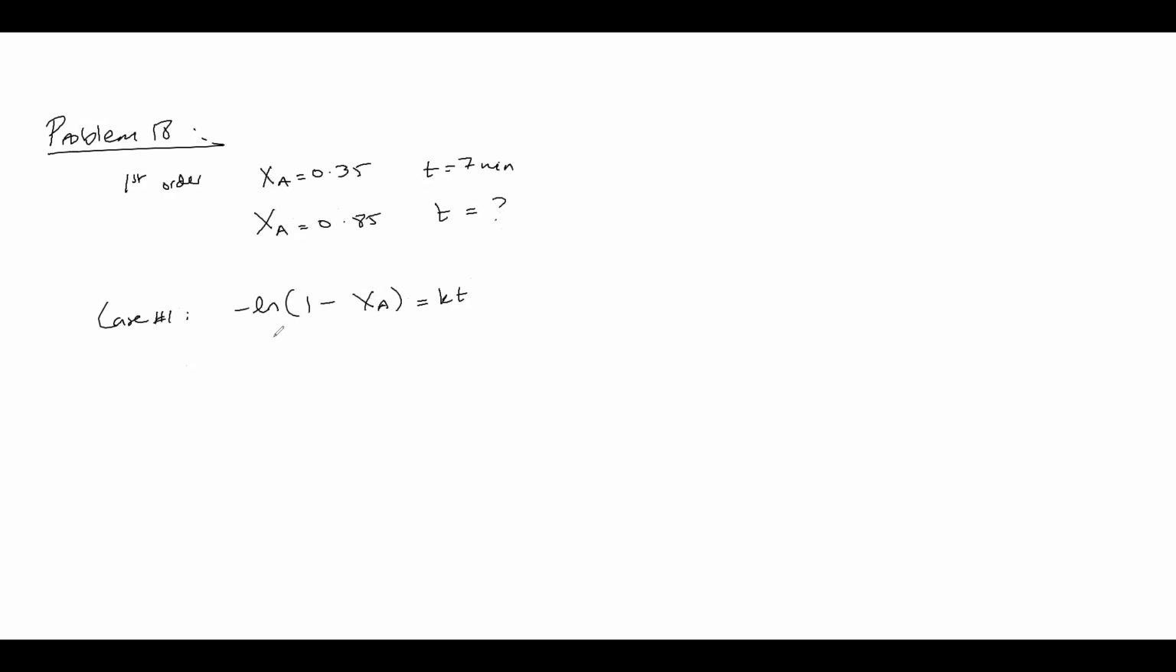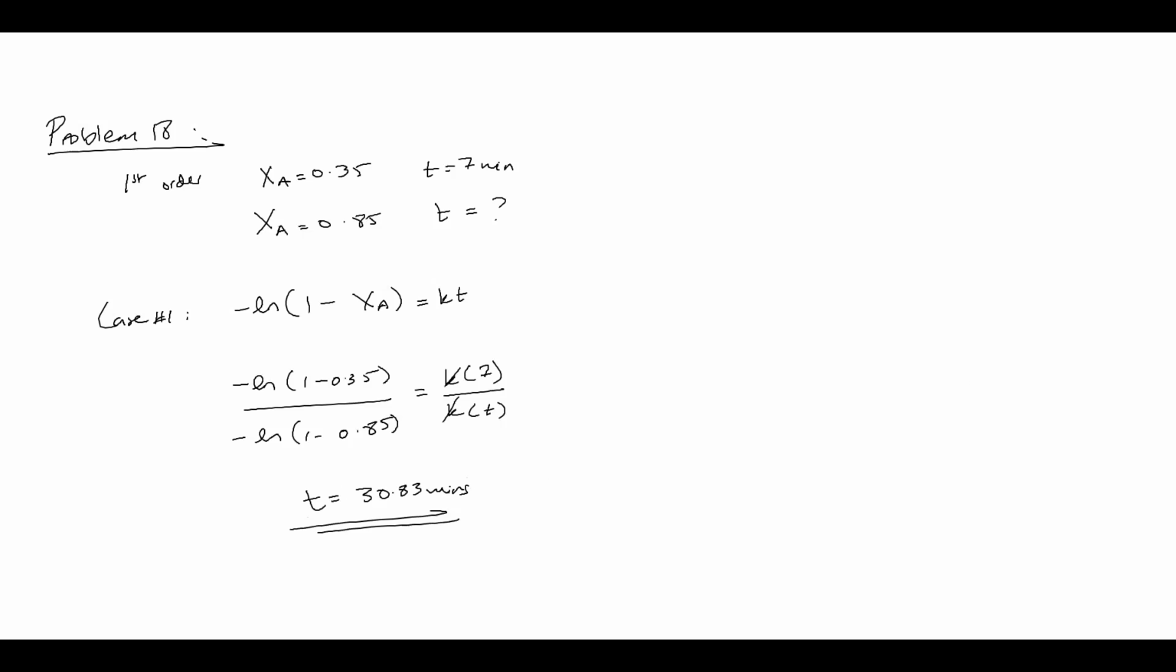Alternatively, you can just divide the two cases, which is what I'm going to do. So I'm going to get minus ln 1 minus 0.35 divided by minus ln 1 minus 0.85 is equal to K into 7 divided by K into the time I'm trying to solve for. The K is going to cancel because it's a non-zero constant, right? So if I get this expression, ln 0.65 divided by ln 0.15, I'm going to get a number. 7 divided by this number, you're going to get T to be equal to 30.83.